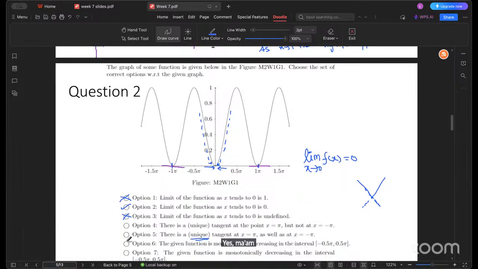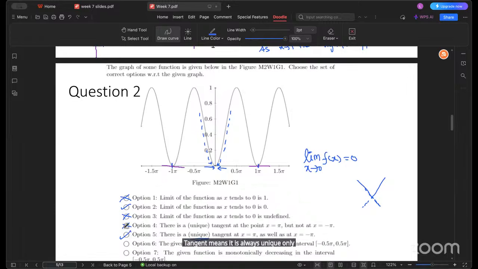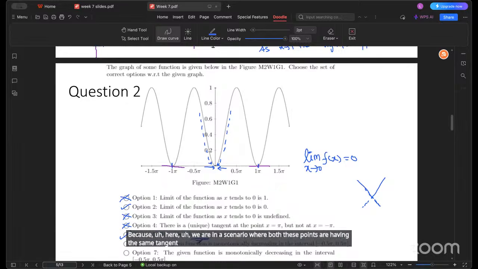Yes, ma'am, because there is unique in both the options. So we have to consider what they are saying. Basically, this unique tangent, what was the talking about, ma'am? Having a kink. When we have a kink, we don't have a unique tangent. Is that right? Tangent means it is always unique only. Why specifically they use this word here? I seriously feel that it's kind of misleading the question. Ma'am, we are in a scenario where both these points are having the same tangent. So the word unique is kind of confusing and leading us to think it as the same tangent for these two points, right?